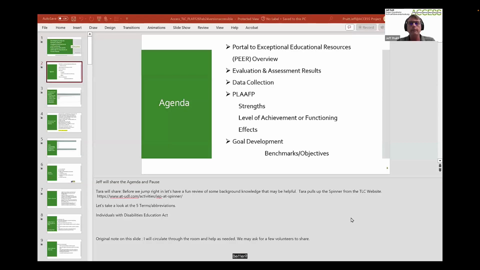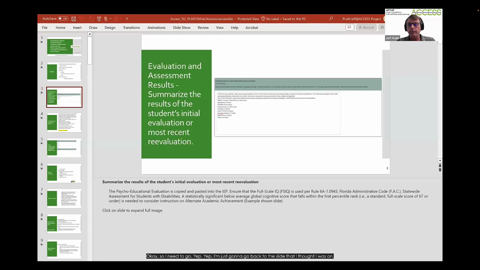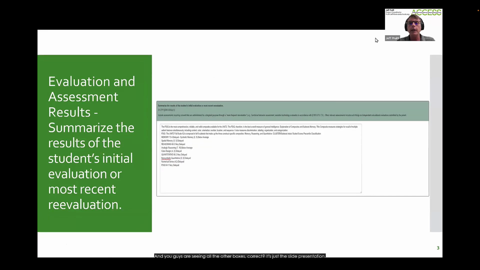Sorry to interrupt, but go ahead and share your screen again. Is it not sharing? No. Here I am talking. Well, you were good. We were watching you talk. It was great, and we're really happy. But now I know you're getting into the details. Yeah, my little share the screen button is gone. Oh, well, try that. Here we go, I have to back out of it. Better? Yeah. Okay. Now I just need to go to your presentation mode. Yep. I'm just going to go back to the slide that I thought I was on. And you guys aren't seeing all the other boxes, correct? It's just the slide presentation?